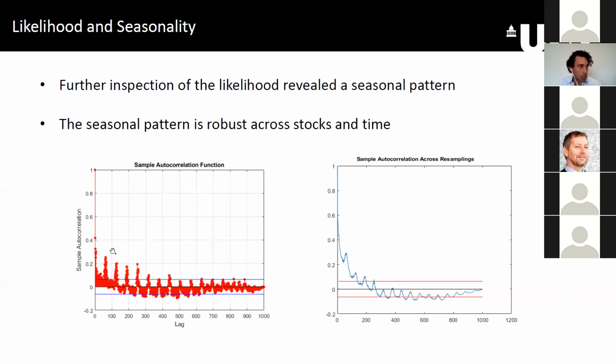The chart on the left is done with 100 stocks taken randomly. The chart on the right is an average across 200 resamplings that we've done through stocks and through time. In each resampling we picked a different time period and different stocks, and still the seasonal pattern is confirmed, and in most cases is significant. Again, this is just a first observation, and this is a working paper we're working on at the moment.